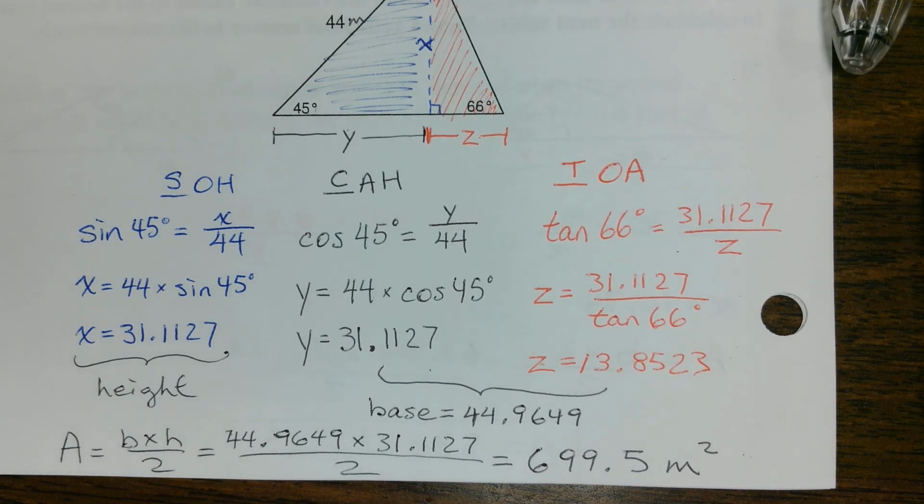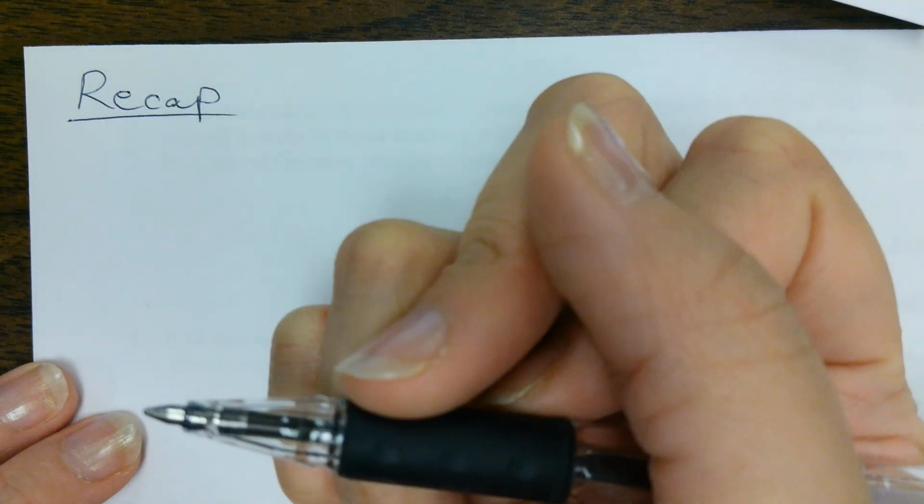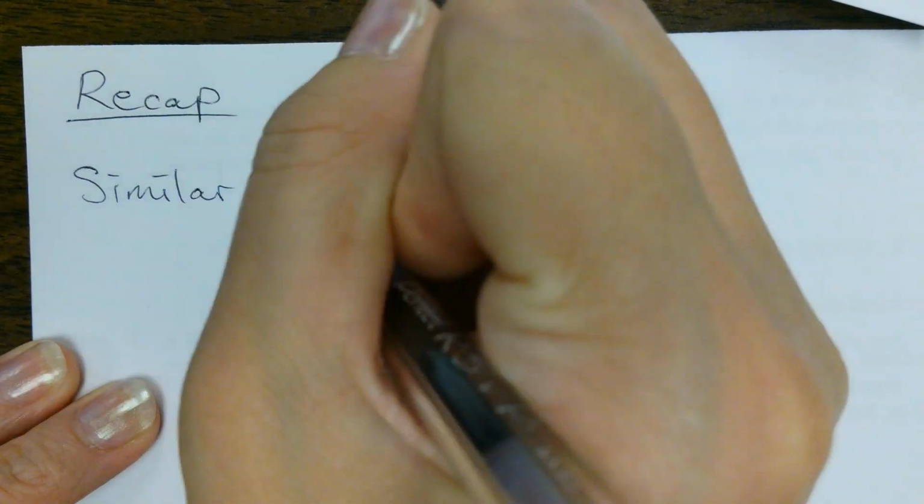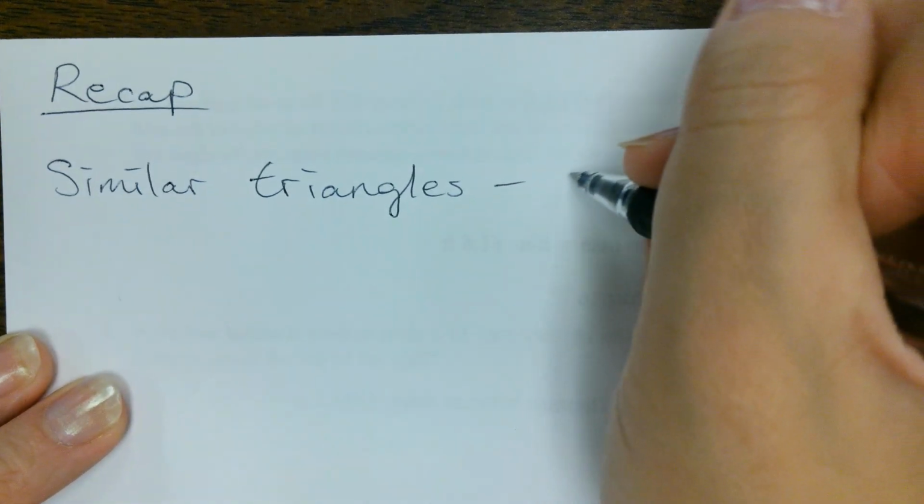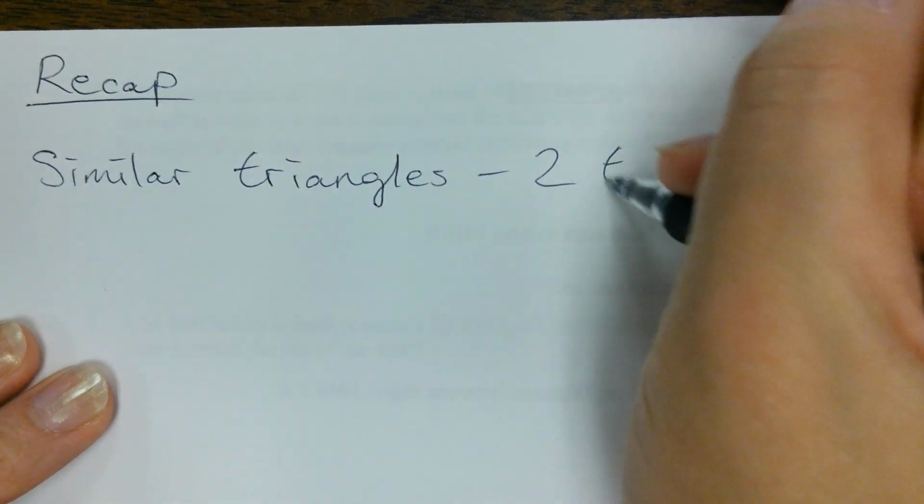So just a quick little recap. Let's recap. Quick recap. When can you use similar triangles? Good. Okay. First condition is you need two triangles.